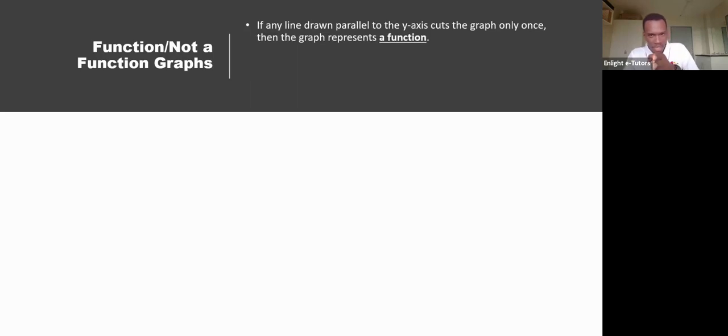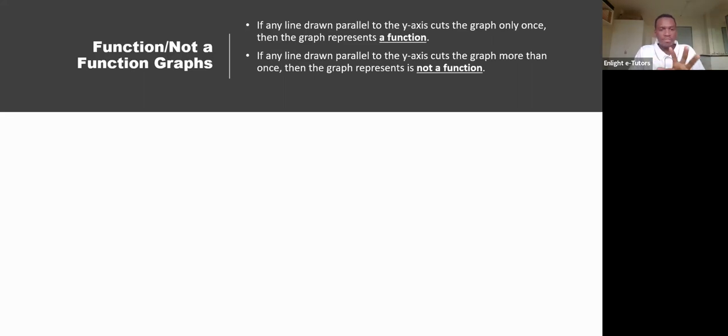If a line drawn parallel to the Y-axis cuts the graph only once, then the graph represents a function, which means the graph is a function. And if a line drawn parallel to the Y-axis cuts the graph more than once, then that graph is not a function. You understand? The graph is not a function, which means all of the rules of functions don't apply to it.